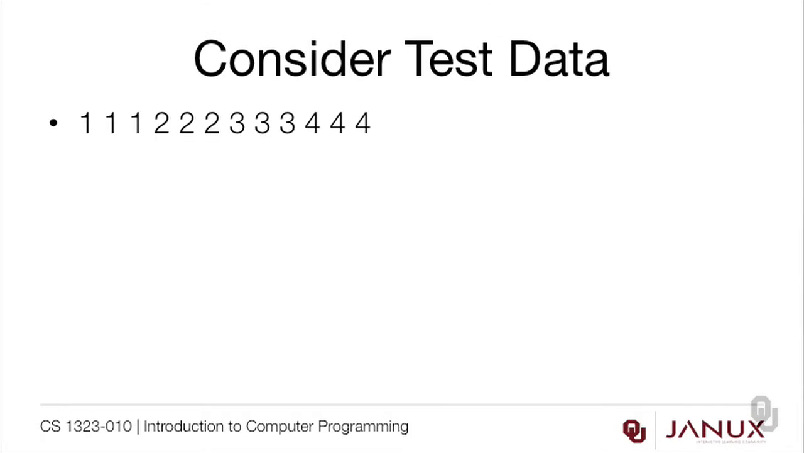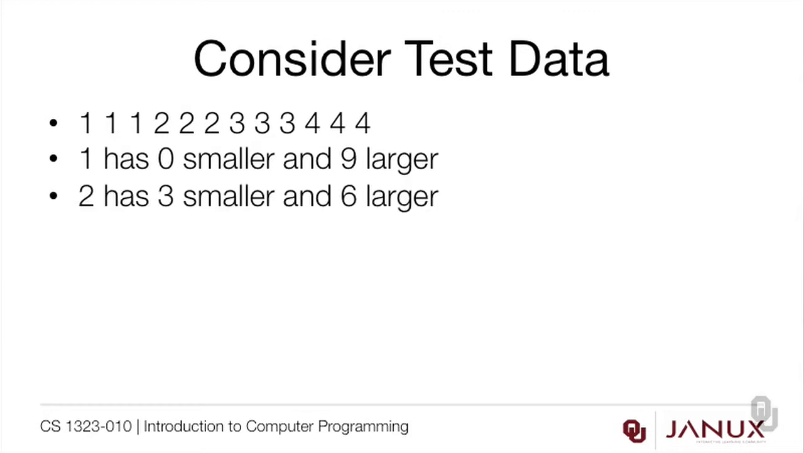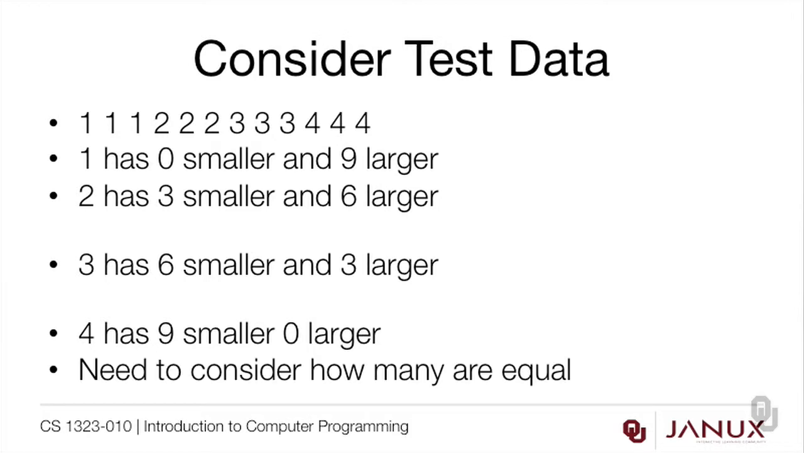111, 222, 333, 444. 1 has no smaller values and 9 larger values. 2 has 3 smaller values and 6 larger values. 3 has 6 smaller values and 3 larger values. And 4 has 9 smaller values and 0 larger values. So we have to find a way to make those numbers work. We need to consider how many values are actually equal to each other. So for example, 2 has 3 smaller and 6 larger, but it also has 3 equal values. 3 has 6 smaller and 3 larger, and it has 3 equal values.